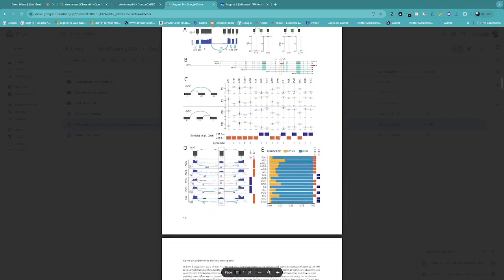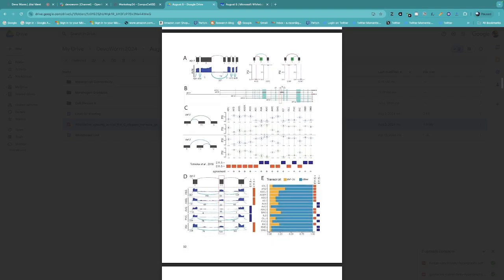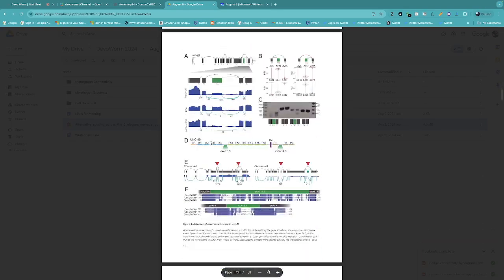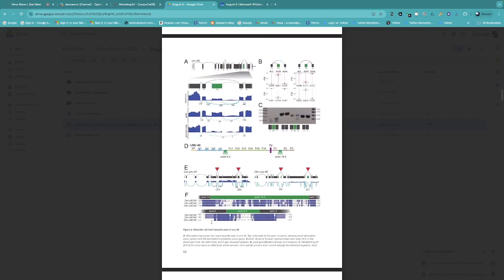This figure shows a comparison to previous splicing data. They show this in DAF2, which is a gene in C. elegans, and they show the connections between these different splicing patterns and what they might look like.